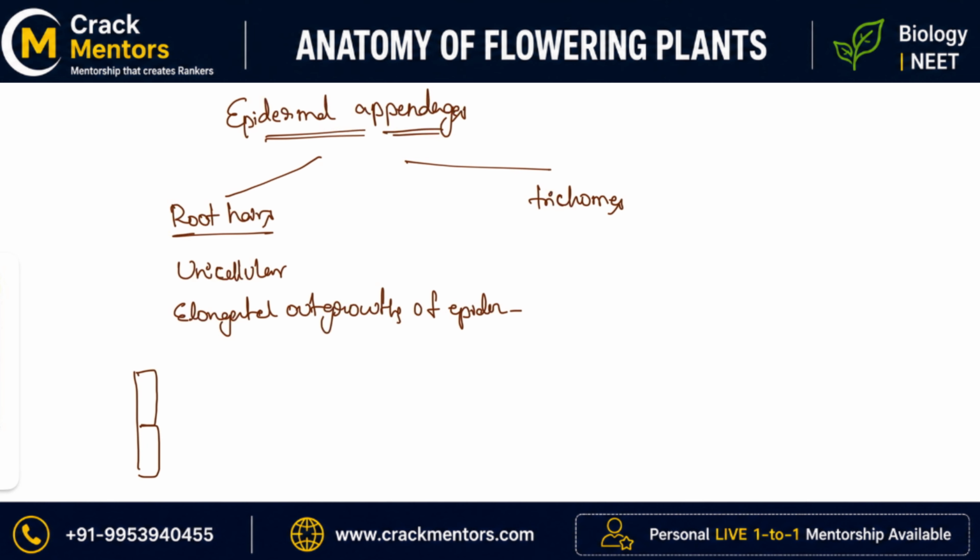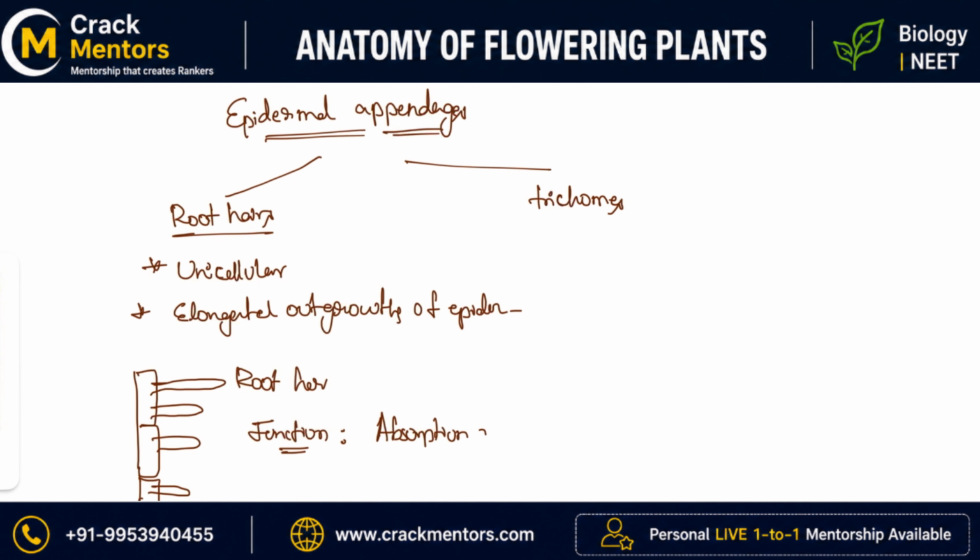If we have a layer of epidermis here, in this epidermis we have an elongated outgrowth like this in the root part. These kinds of structures are called root hairs. Root hairs are unicellular and they are elongated outgrowths of epidermis. Coming to their function, their major function is the absorption of water and minerals.